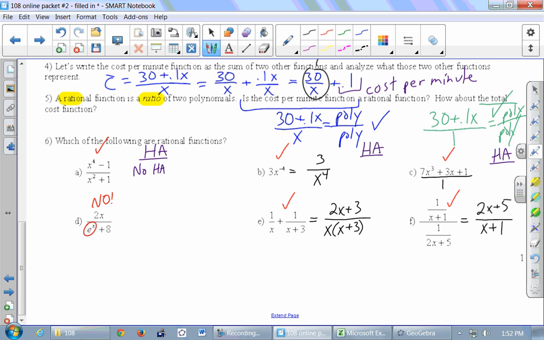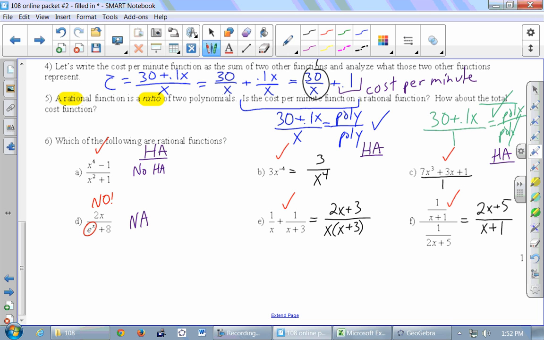Just looking down here at part D, I'm going to put a not applicable. Part D was not a rational function in the first place. It turns out it does have a horizontal asymptote, and you can explore that one on your own. But we'll move on to part B.